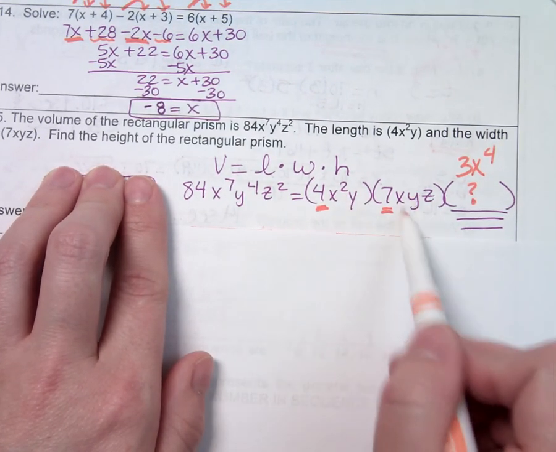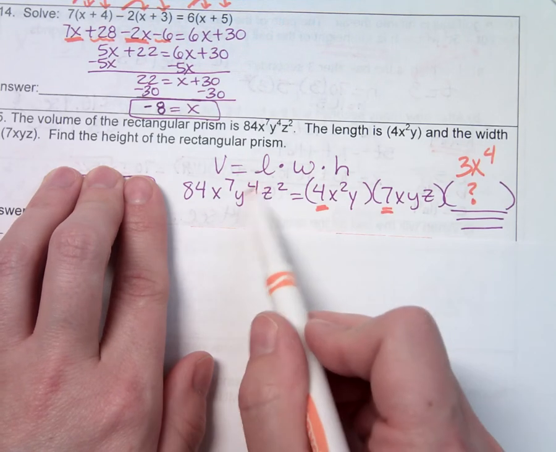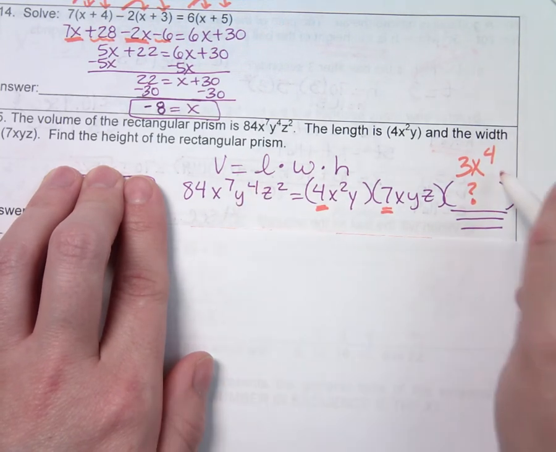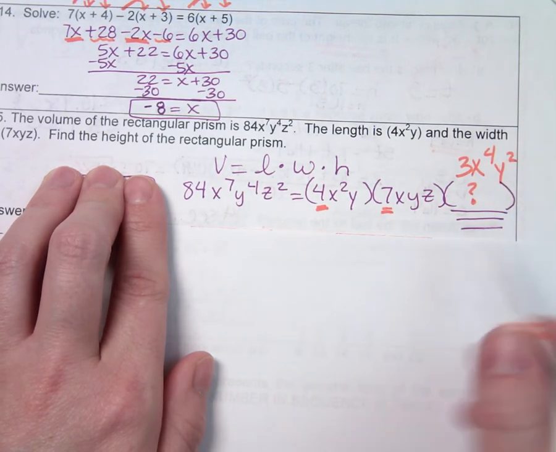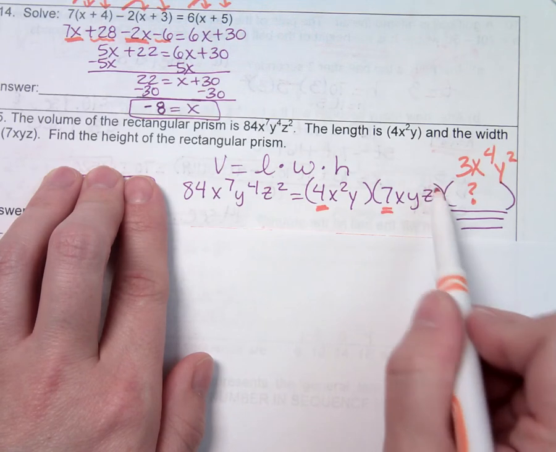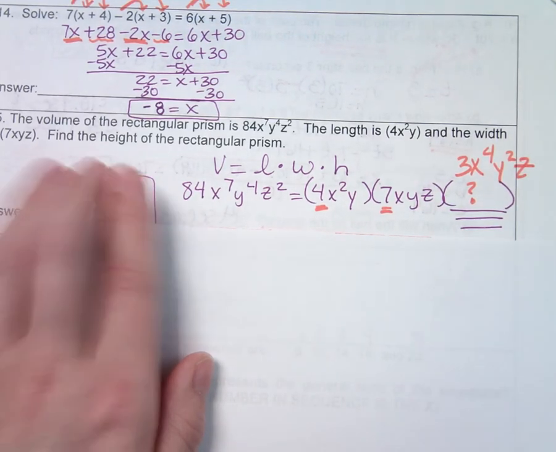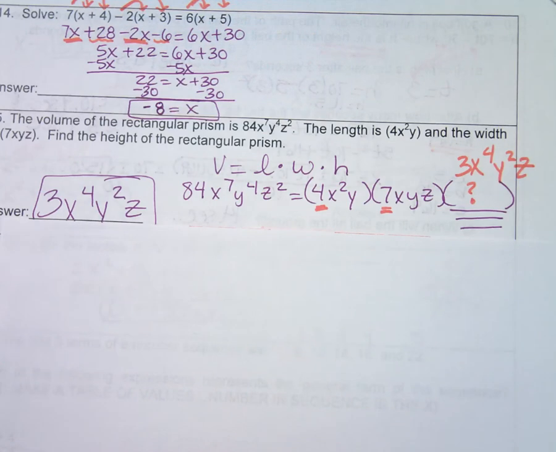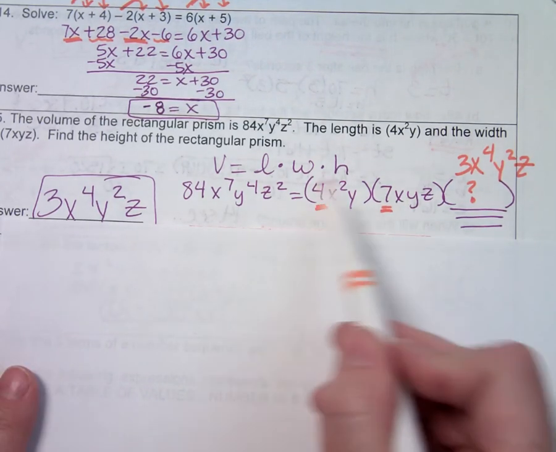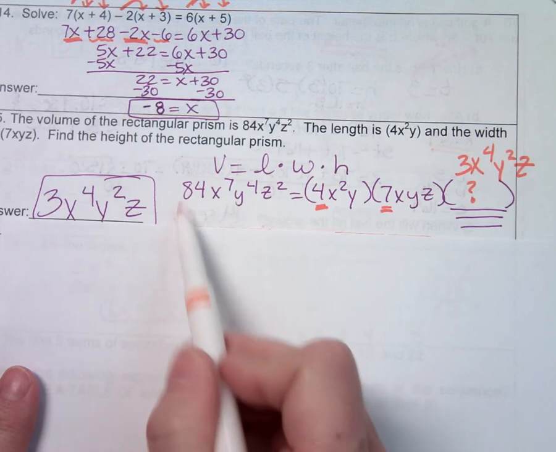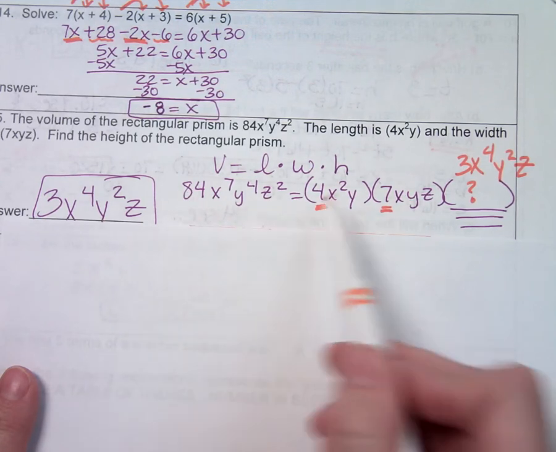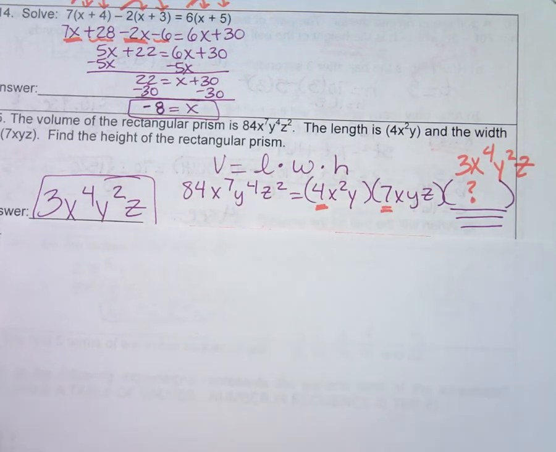Okay, y's. I've got 1 here, I've got 1 here. That's 2 y's, but I want 4. So how many more do I need? 2. Z's. I've got 1 z here, but I want 2. So how many more z's do I need? 1. And that's my answer. Now I can do this problem with division. I could have multiplied these together and then taken the volume and divided by my product, but I just thought this seemed simpler.